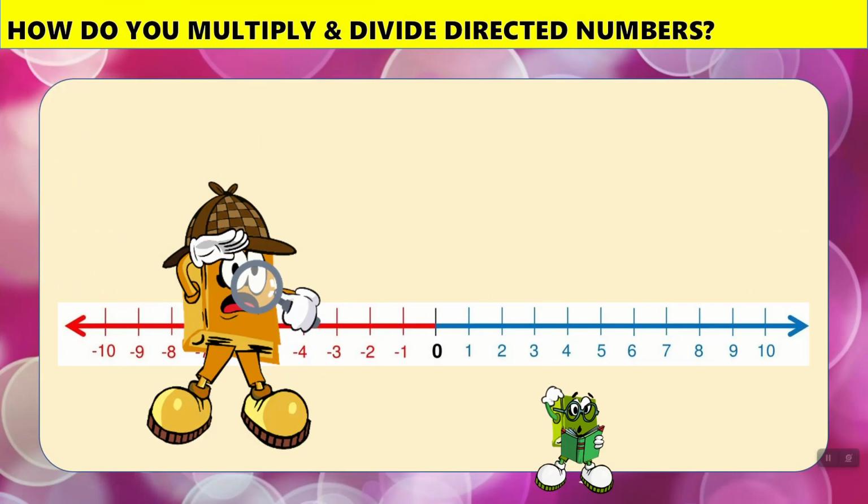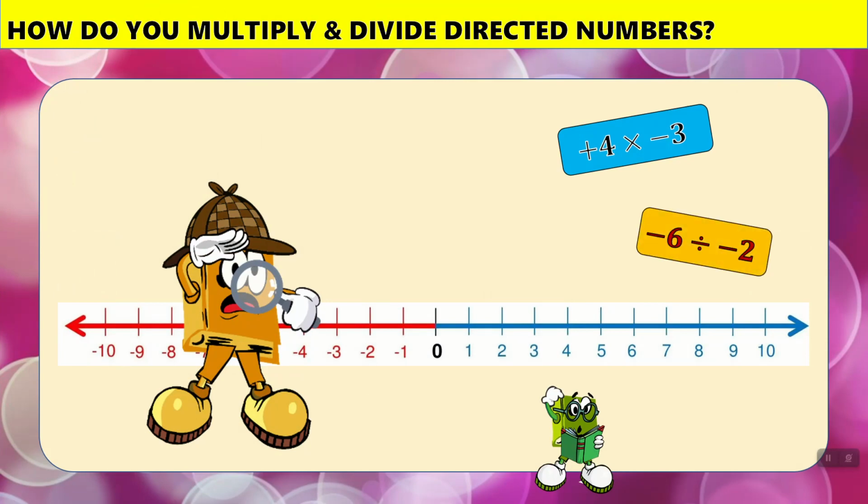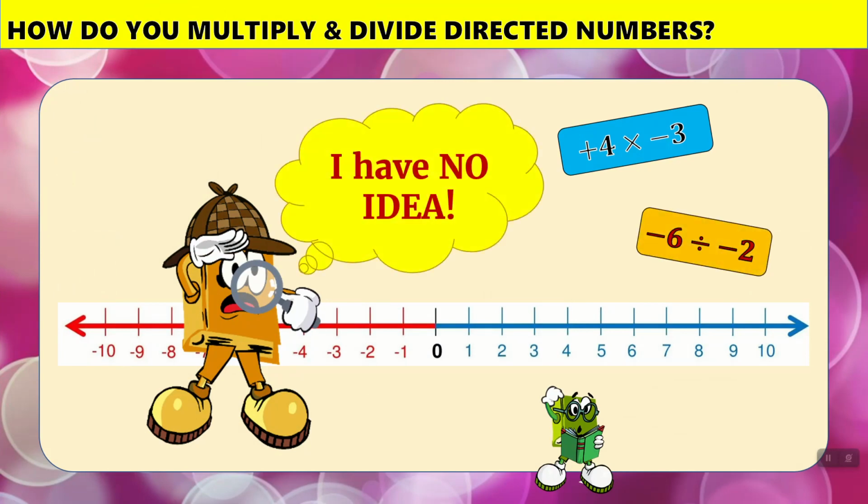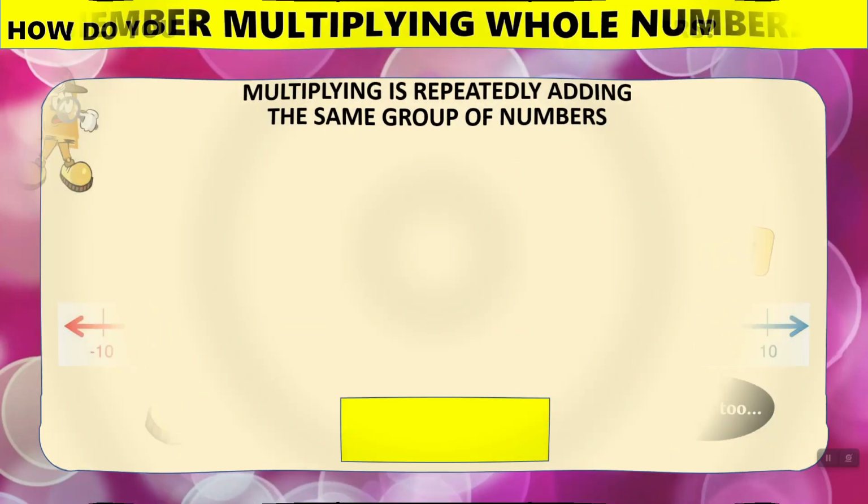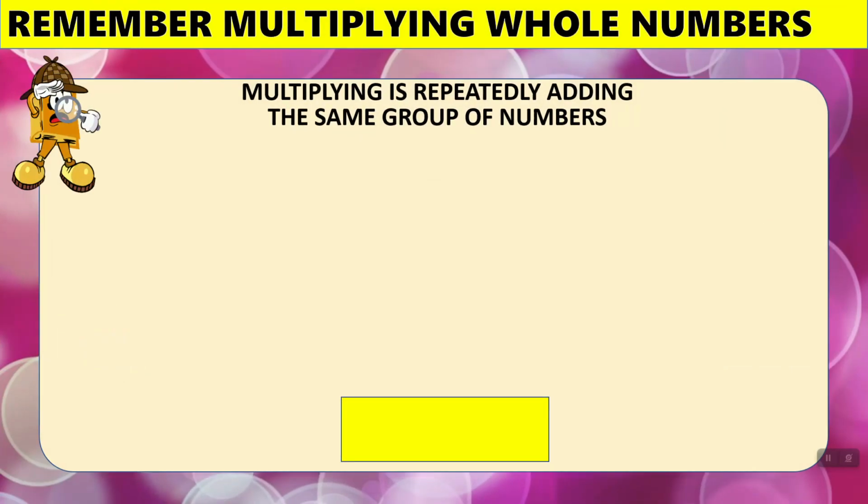But what do you do when you want to multiply and divide directed numbers like plus 4 times minus 3 and minus 6 divided by minus 2? It looks like these two don't have any idea, so let's help them out. Let's think back to when we used to multiply whole numbers together. Multiplication is just the process of repeatedly adding the same group of numbers.